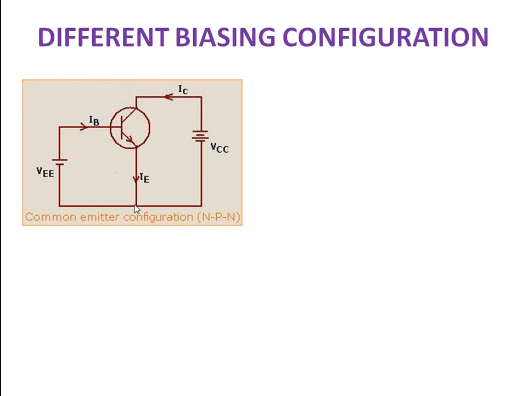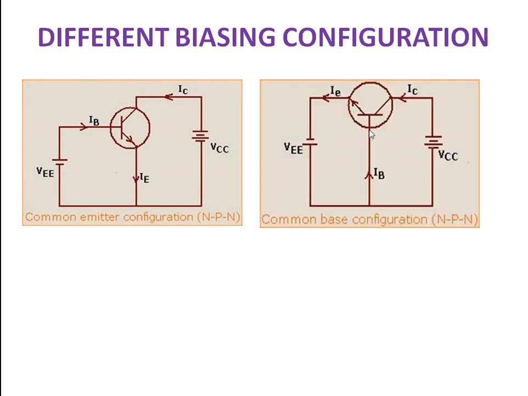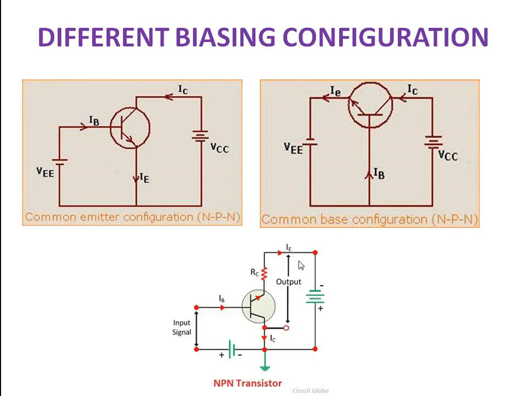Here the emitter is common to both input voltage and output voltage. The emitter is common in both input and output. That's why it is known as the common emitter configuration. The second one is the common base. Your base terminal is common to both input and output, so it is the common base configuration.